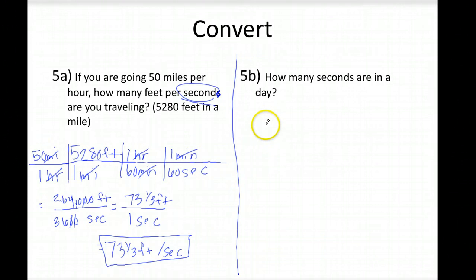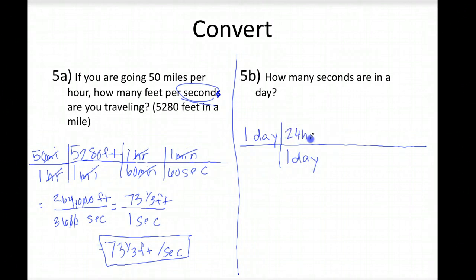Now 5B, we're asked how many seconds are in a day. Now this one we just have one conversion, but we're going to use the same setup as over here. We're going to be breaking this down. So I know in 1 day there are 24 hours. So my days have divided out. Now I need to get rid of hours, so that's going to go down here. Now I know in 1 hour there are 60 minutes. So I divide out my hours.